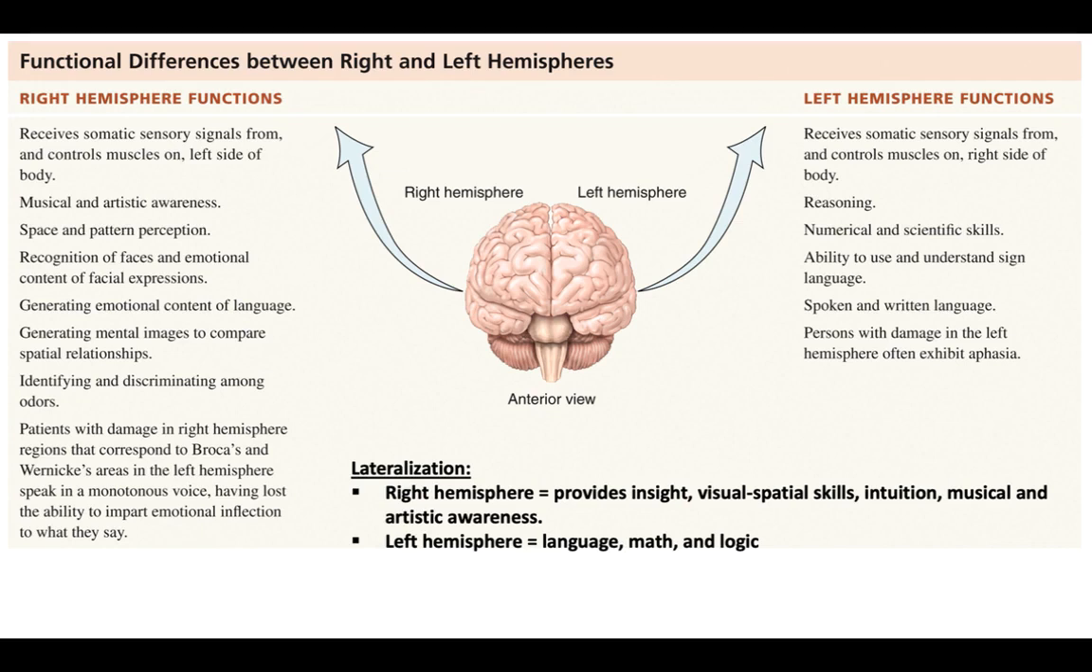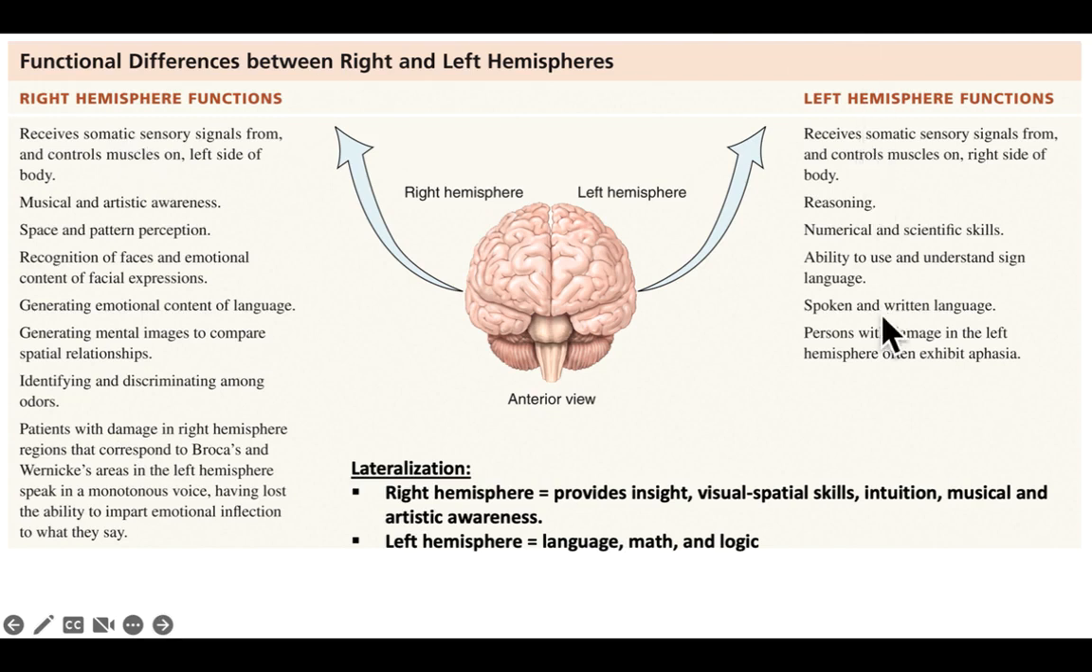Let's talk a little bit about what we call lateralization of the cerebral hemispheres. So basically what this means is there are certain things that the right side of the brain does, and there's certain things that the left hemisphere does. And there's kind of a list here for the right hemisphere, and then there's a list here for the left hemisphere.